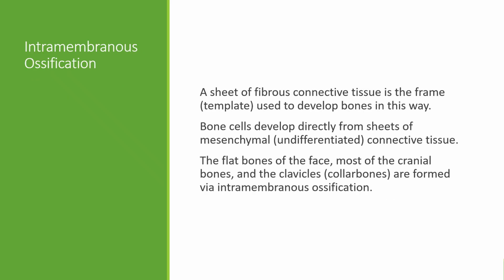So intramembranous, let's look at the word first. Intra means within, membrane means a membrane, ossification means to convert into bone. So this is when we start with a sheet of fibrous connective tissue, that's the template, and the bone is going to be developed from that. So bone cells develop directly from the sheets of the mesenchymal or undifferentiated connective tissue. This is how the flat bones of the face and most of the cranial bones and the clavicles, or your collarbones, are going to be formed.